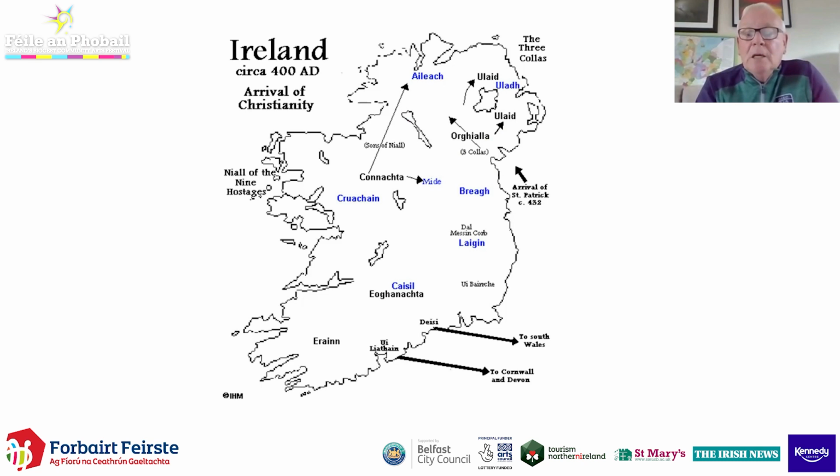But what we do know for a fact from the written records is that Pope Celestine the Great had actually appointed a guy called Palladius to be the bishop to those Irish who believe in Christ. And that was in the year 431, before Patrick even allegedly arrived. So what we do know is that there was Christianity of some sort in Ireland even prior to the arrival of Patrick.